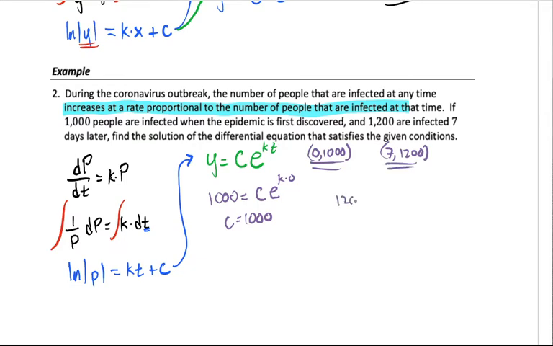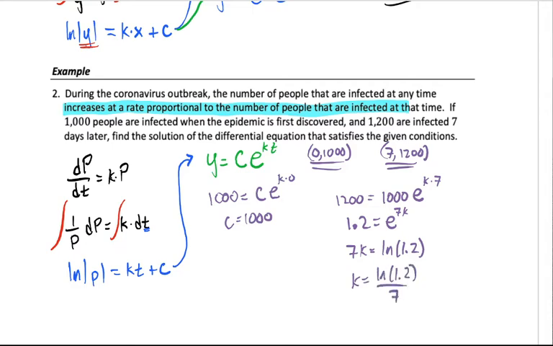So we'll have 1,200 equals, I'll replace the c value with that 1,000, e to the k times 7 this time. So I'm going to divide by 1,000, that will give me 1.2, and you'd have a calculator at this point. So we get 1.2 equals e to the 7k. We are stuck in exponential form, so we're going to switch to log form. So that will give me 7k equals ln of 1.2. And then I just divide by 7. So k is going to equal ln 1.2 divided by 7.